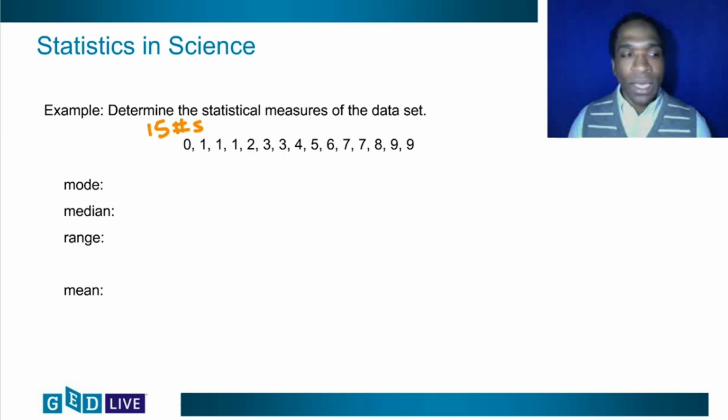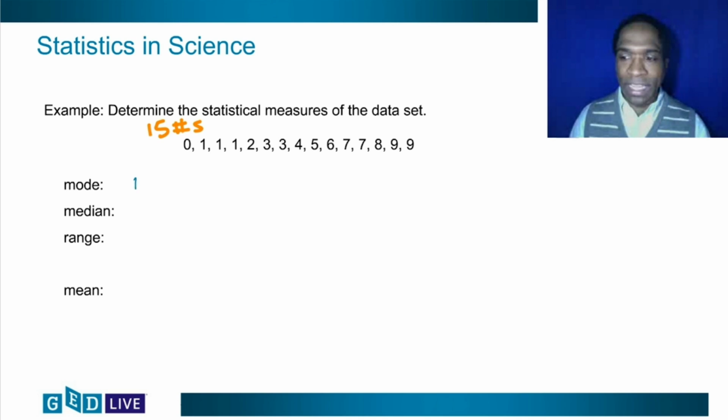Now, let's go to the mode. Remember, that's what appears most frequently. This is going to be clearly shown when you put the list in order. Well, there are 3 ones, and that means that 1 appears the most. Nothing else appears 3 times. So our mode is 1 and only 1.